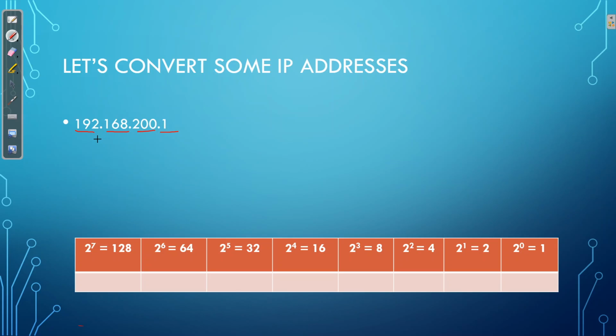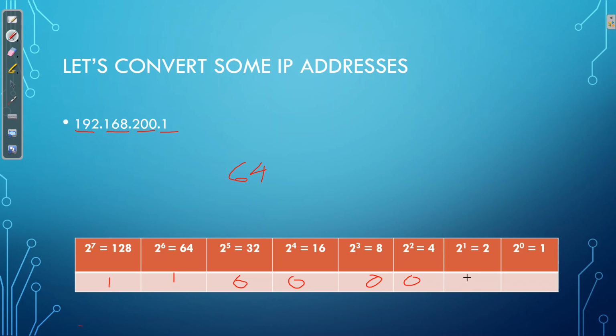And then we simply say, okay, moving from left to right, how do I make up 192? I need 128. That leaves me with 64, and I need a 64, and that's it.